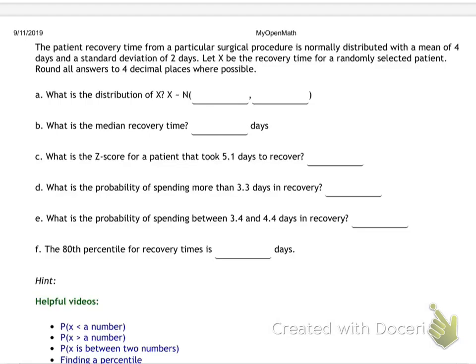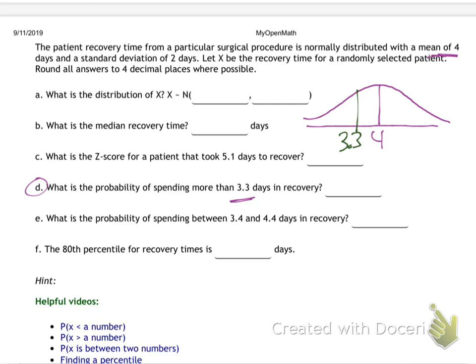So for part D, we've got to draw ourselves a normal curve. And you put the middle. What's the middle? 4. The mean is 4. The average recovery time from this surgery is 4 days. And they're asking, what's the probability of spending more than 3.3? So how do we do this? Where's 3.3? Is that more than 4 or less than 4? So it's going to be over here to the left.